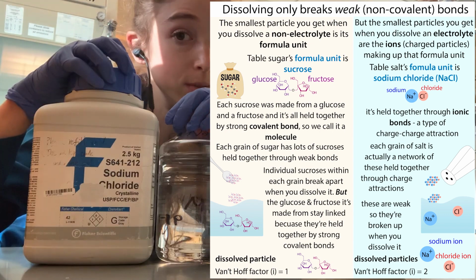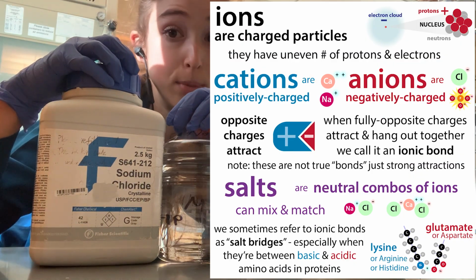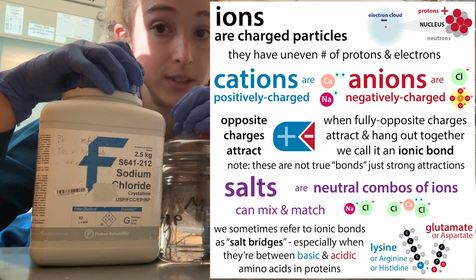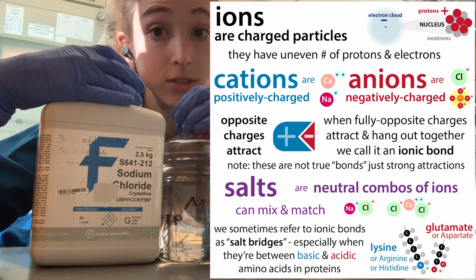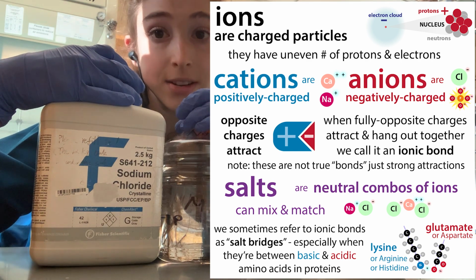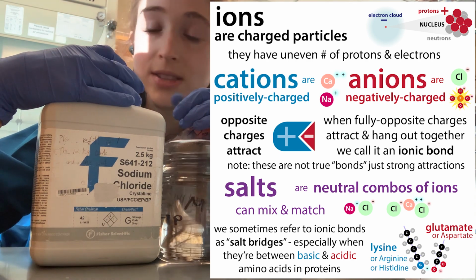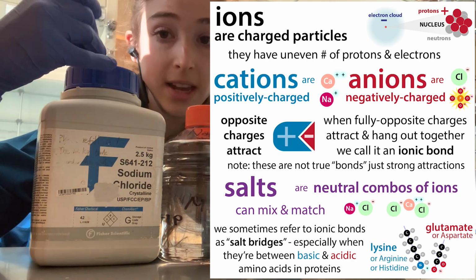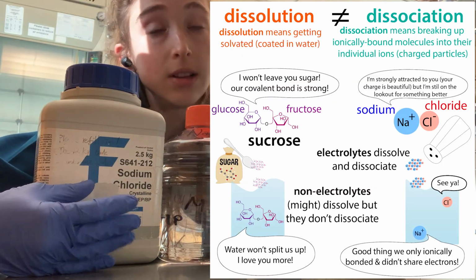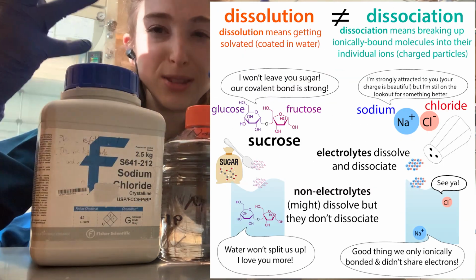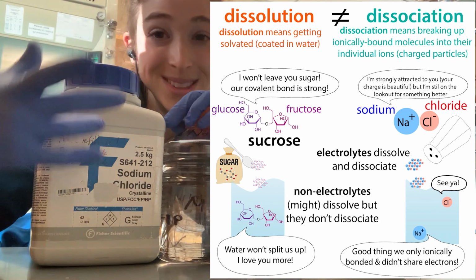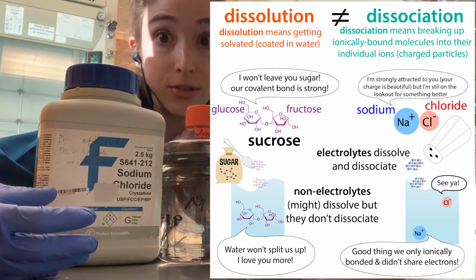But in the case of sodium chloride, those are just held together by charge attractions. You have a positively charged sodium ion and a negatively charged chloride ion. So they like to hang out together. But when you give them water, the water likes to hang out with those two, and so the ions dissociate. We call compounds that dissociate like this electrolytes.